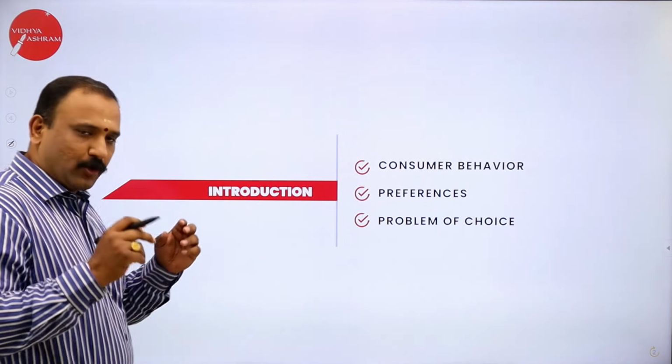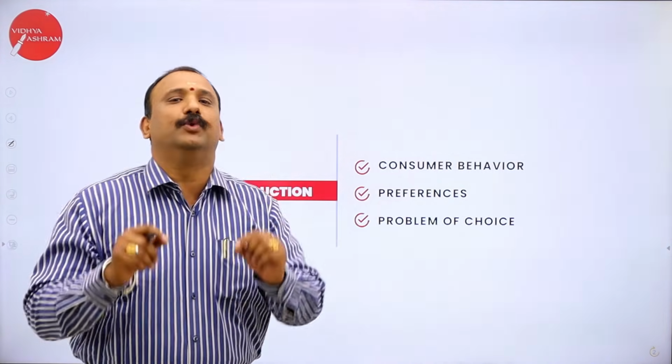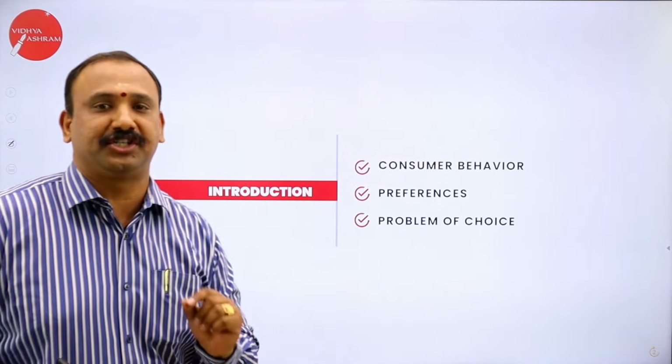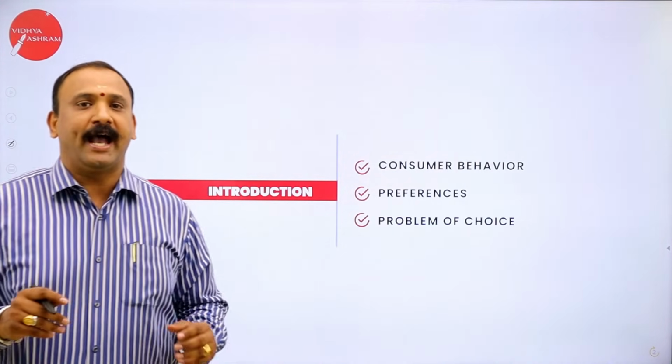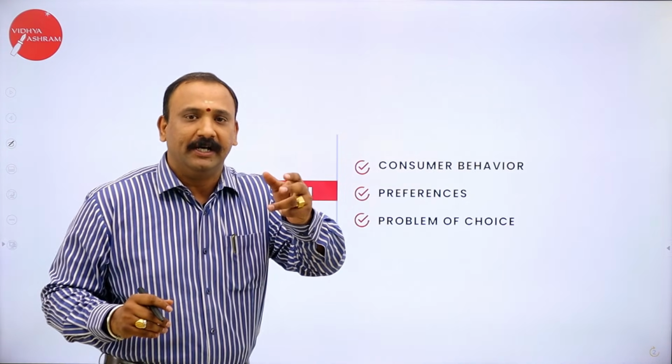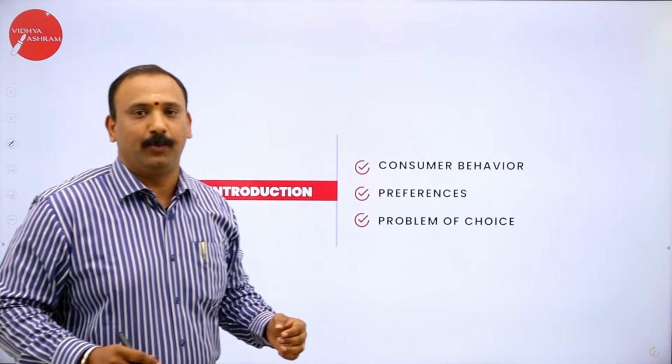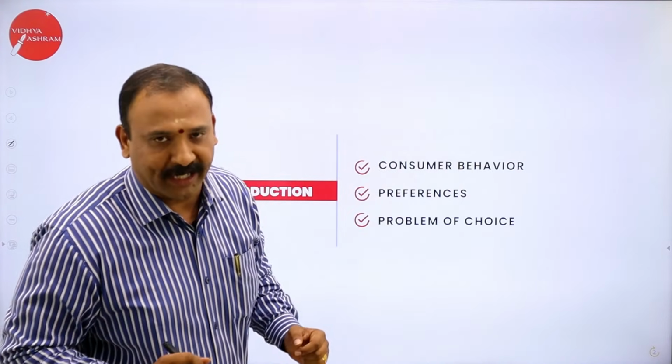Now moving on, this chapter is going to be very interesting. Why? Because we're going to talk about that same individual whom we were speaking about in the first unit, in the introduction chapter. In that, we had spoken about the consumer, his preferences, his behavior, and how he was taking it forward in terms of microeconomics.